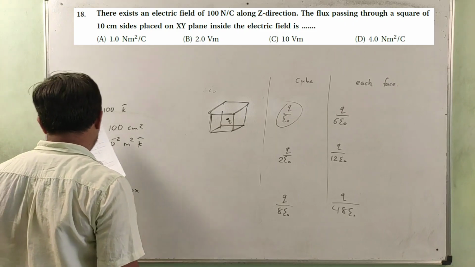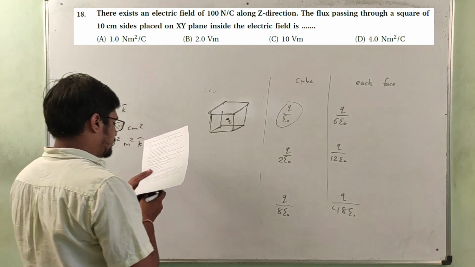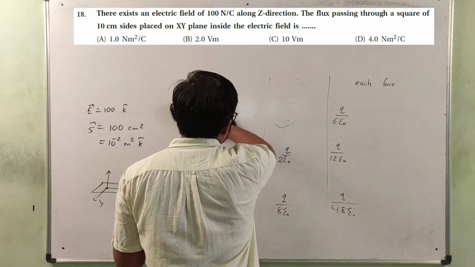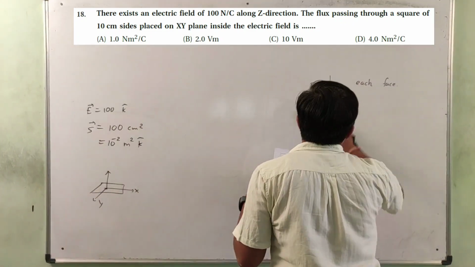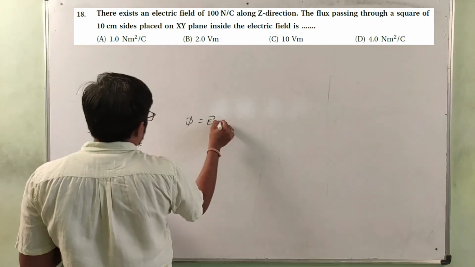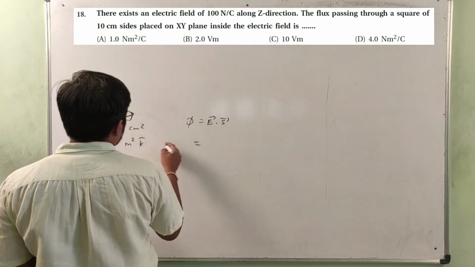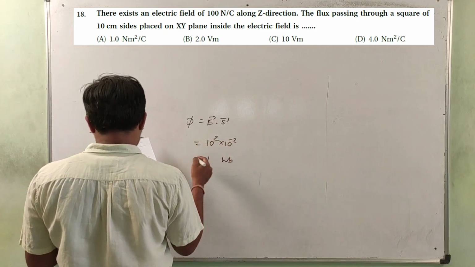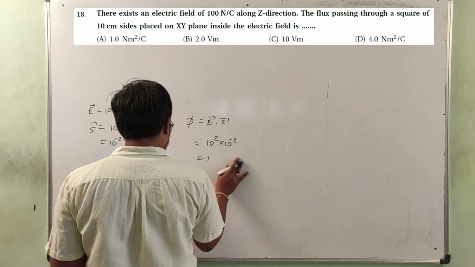Surface area S is placed inside the electric field. Then what is the flux through this surface? Flux is equal to E dot S, and k dot k is 1. So 100 into 10 power minus 2, that is 10 power 2 into 10 power minus 2. So 1 Weber is the answer, which is 1 Newton meter square per coulomb.